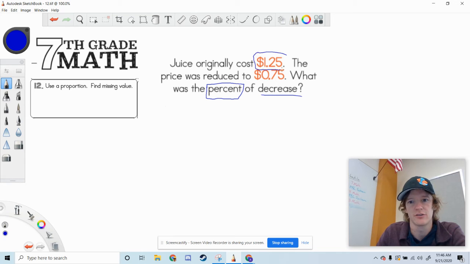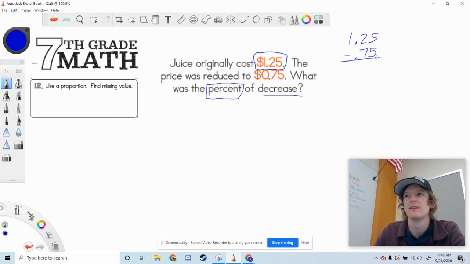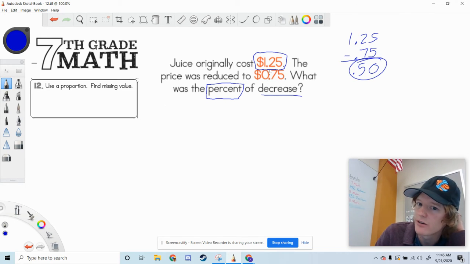of our original cost. So what we need to do is, if we go from $1.25, and you subtract some amount, in this case we want to find out how much they subtracted. So we're going to subtract 75 cents. 5 minus 5 is 0. 12 minus 7 is 5. So they went down by 50 cents. Take away a quarter, you're at 75 cents.